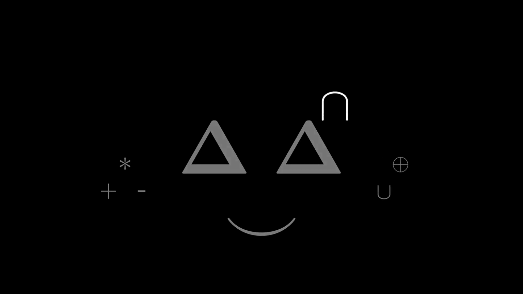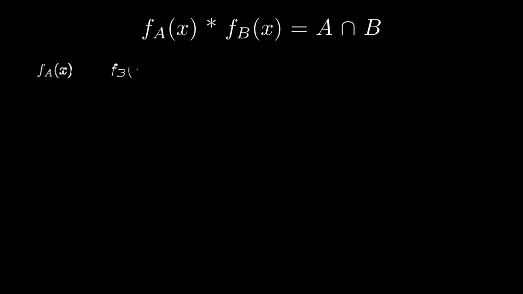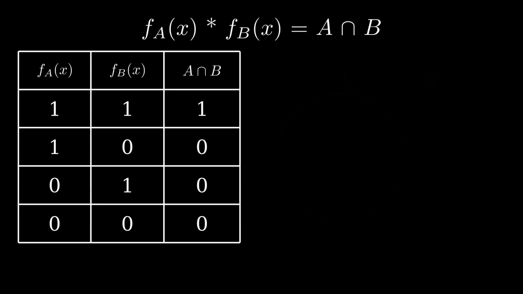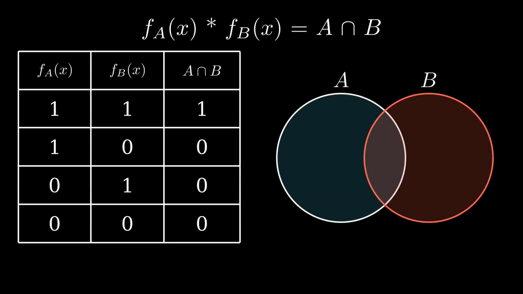Let's first look at the intersection and how it replicates multiplication. To do this, we'll use a table showing values of f_A(x) and f_B(x). So when x is in A, we have a value of 1, and when x is not in A, we have a value of 0. Similarly, when x is in B, we have a 1, and when x is not in B, we have a 0. The only way to get 1 is if x is in A and x is in B. Otherwise, we have a 0, so our multiplication goes to 0.